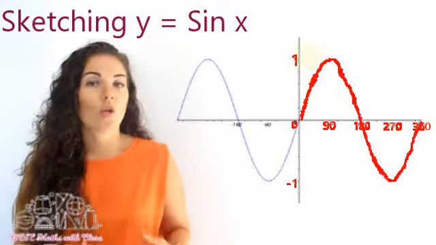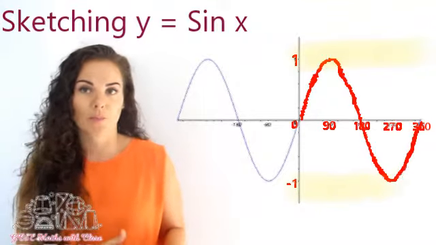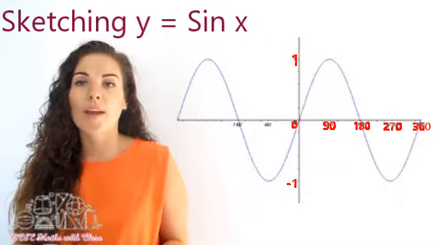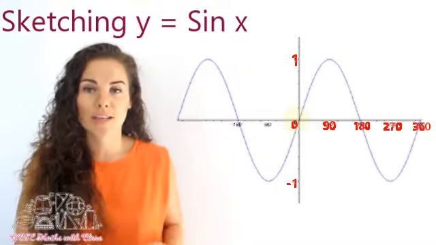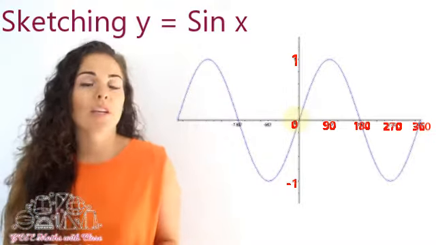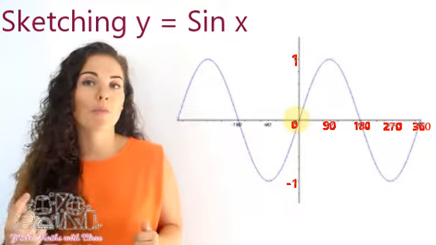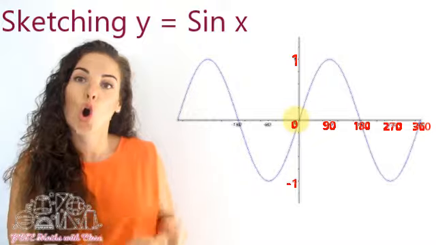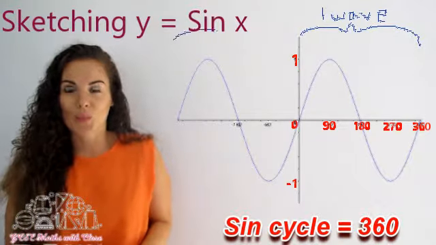Firstly, on the y-axis, the maximum and the minimum is always 1 and minus 1. Secondly, the wave always starts at 0, 0. This is for the sine curve. The way I remember it is there's a term in religion called original sin. So I remember that sine starts from the origin. And thirdly, one full wave is 360.